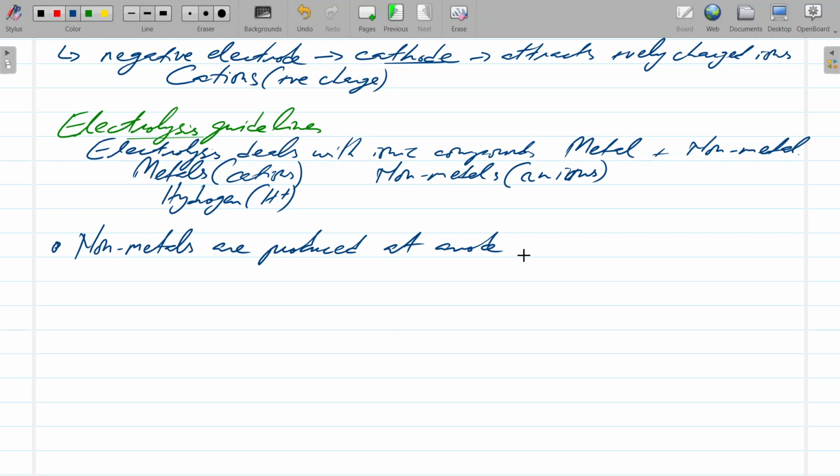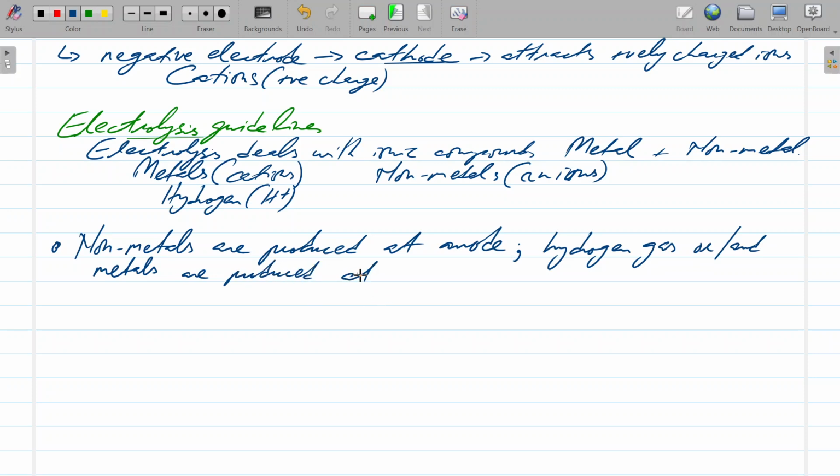And either hydrogen gas or metals, or both, are produced at the cathode. So that's one thing to keep in mind.